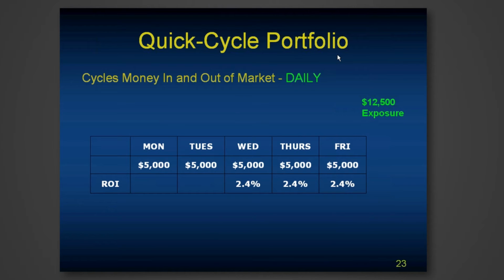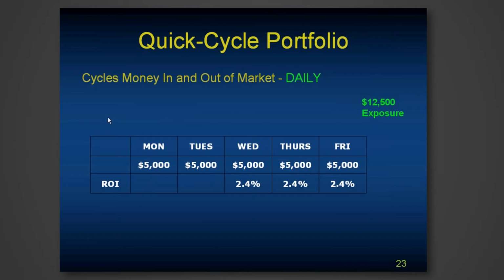And we also call it, actually in the office here, we have another name for it. We call it the quick cycle portfolio. This is a method that moves your money in and out of the market on a daily basis. You can use this with really a lot of different trading systems. As Jeff mentioned, we happen to use it with RMO, but there are many ways to use it.